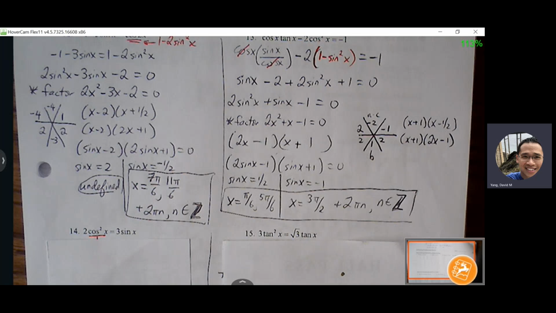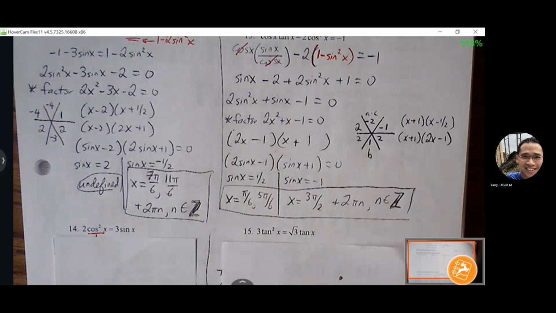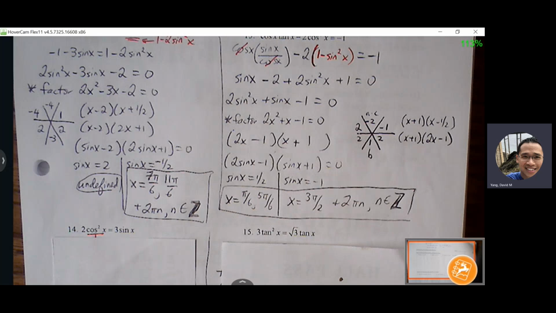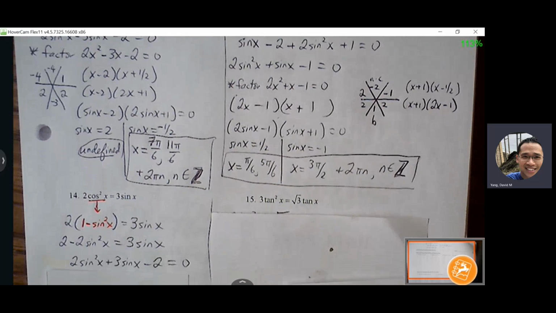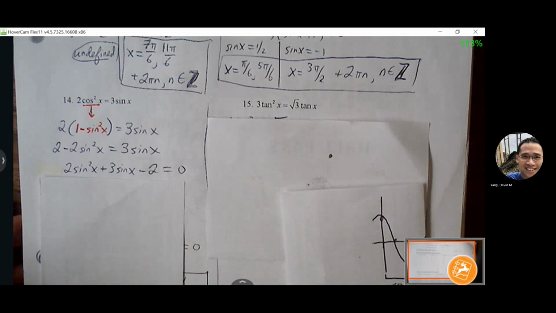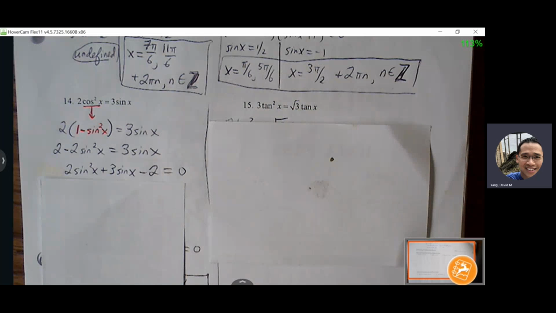Okay, a few more. 14, 15. How would you start 14? Yeah, we got that Pythagorean identity. That's a quick way to get everything in terms of sine and becomes a factoring problem like before. Was anybody still needing to look at number 13?